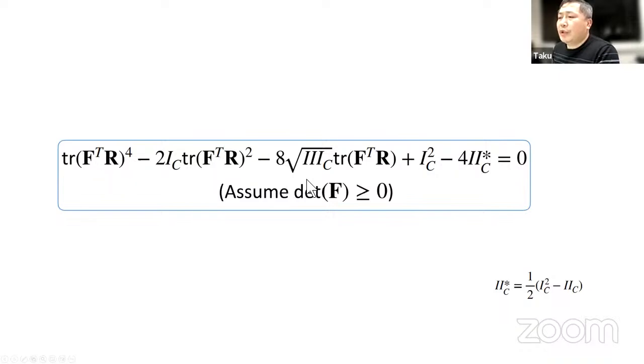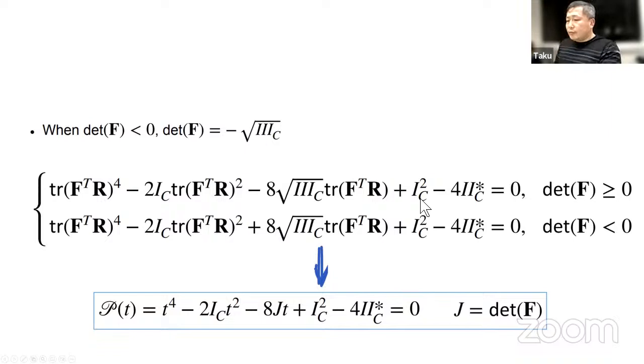We come up with a fourth order polynomial of the trace term, and all the rest, the coefficients and constants, are the Cauchy-Green invariants. So this is an equation of the trace term where all the rest are the Cauchy-Green invariants. Then for this fourth order polynomial, we can use Ferrari's formula for calculating the root, so we can solve for the trace term.